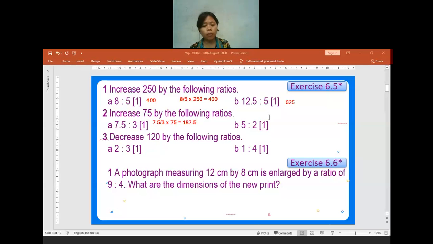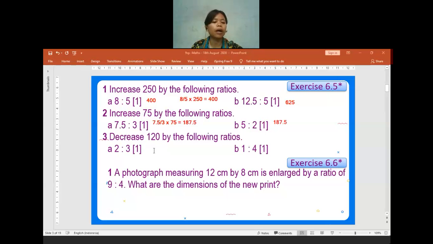No question? Okay. Now for question B. Increase 75 by the ratio 5 to 2. What is the answer? Wait, teacher, counting. Okay, okay, again. You can use a calculator, don't worry. 187.5. Okay, good job. Thank you. Is there anyone who gets confused? No? Okay. If no one has confusion, let us move to question 3.